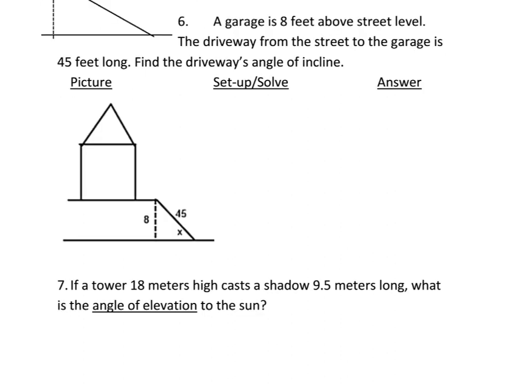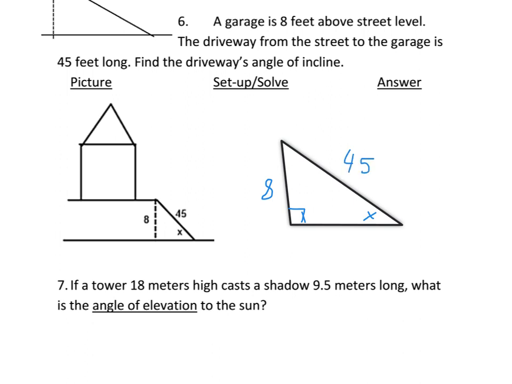A garage is 8 feet above street level. The driveway from the street to the garage is about 45 feet long. Find the driveway's angle of incline. So I went ahead and made the triangle a little bit bigger. They already labeled this as 8, and this is 90 degrees if it were actually perfect, which it's not, but it should be. This is what we're trying to solve for, x, and this is 45.